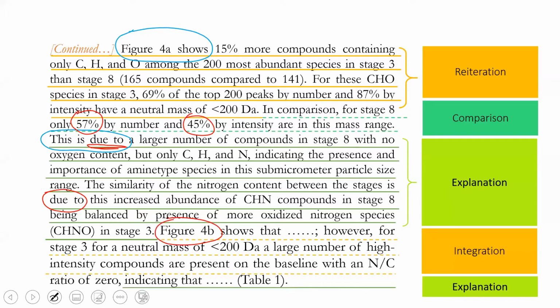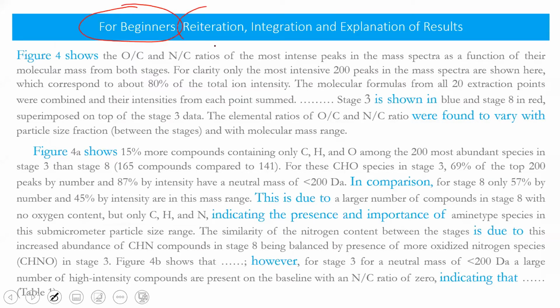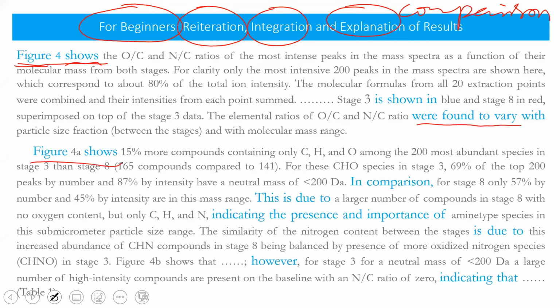And then you have explanation. This is for the beginner: how to write a reiteration, integration, explanation, and maybe comparison. You start with "figure shows". Try not to say "this, that are showing in figure." No. And then you can say "something was found to..." Then when you do comparison, you explain "this is due to", then "indicating", which means there's analysis indicating the presence of something or the importance of something, depending on the research.